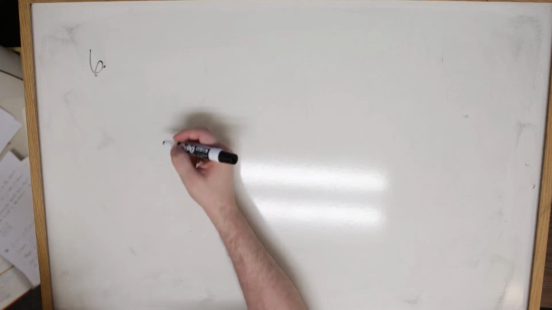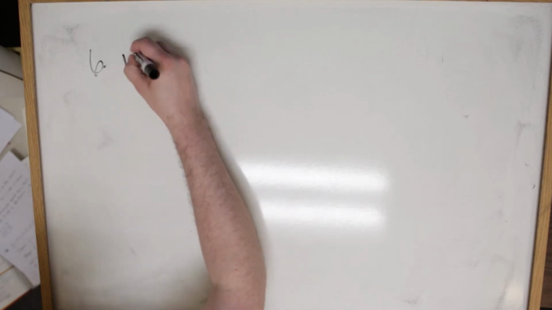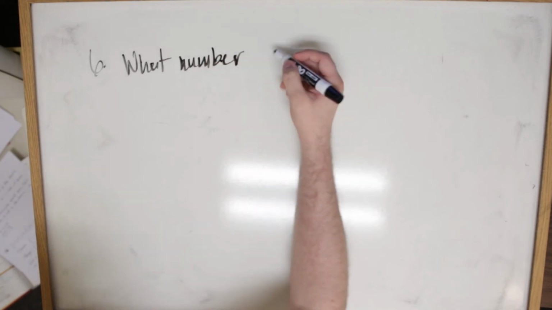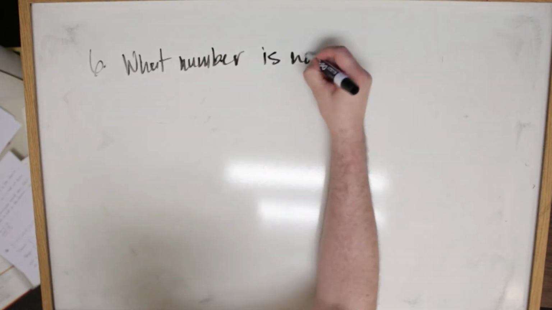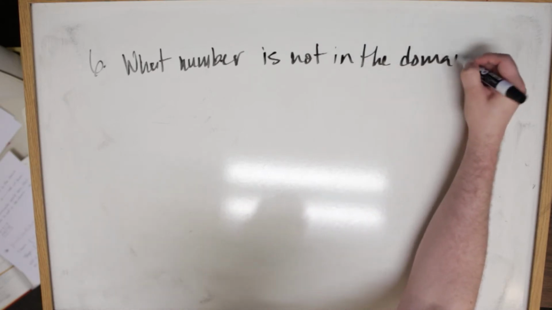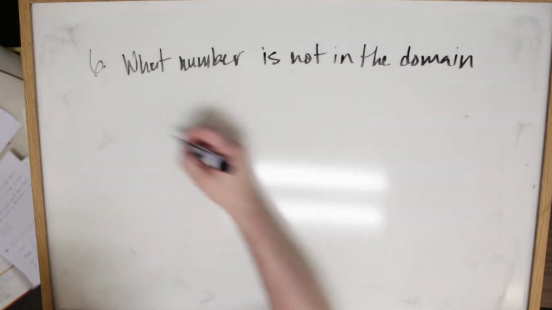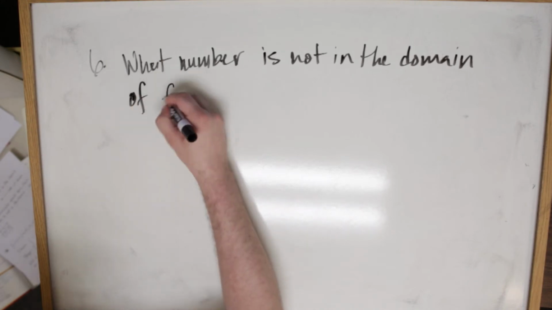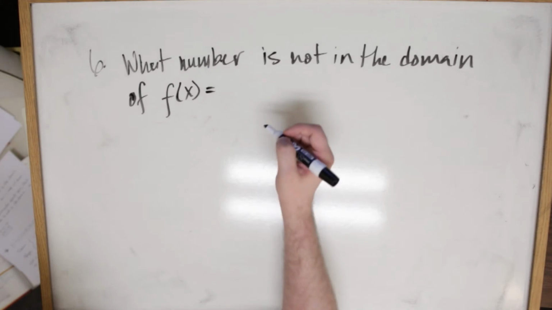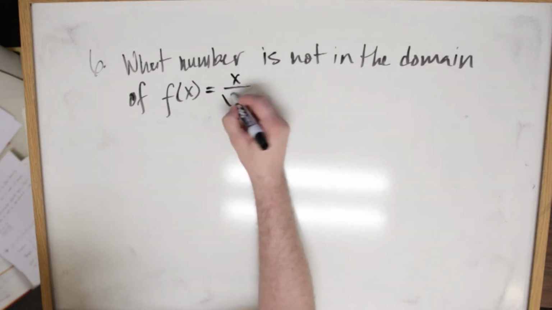3.2, question number 6. This is actually a similar question to what we left the last one. So what number is not in the domain of f of x? Again, you can think of f of x as the same as y. It's just a different way of writing it. x over x minus 2.